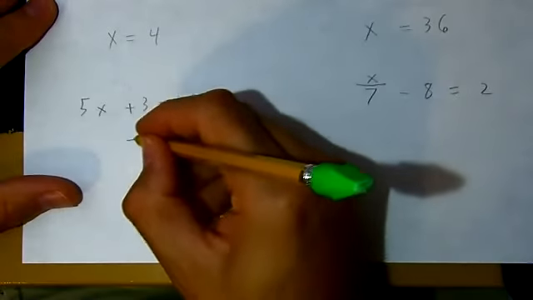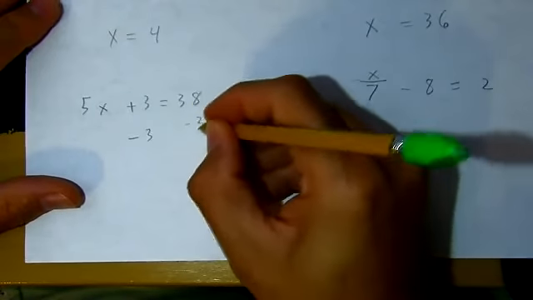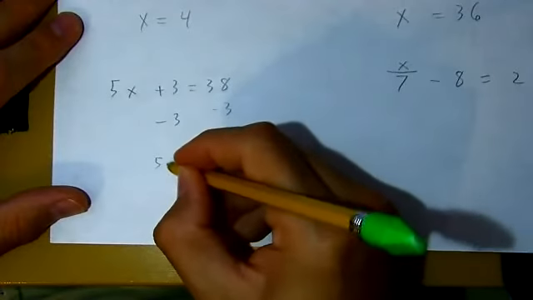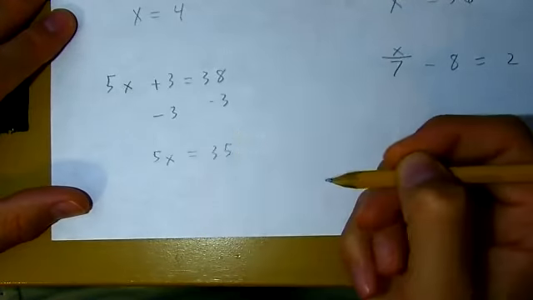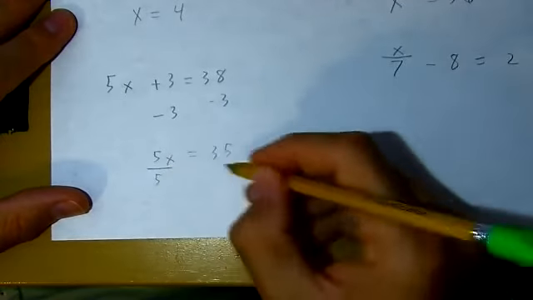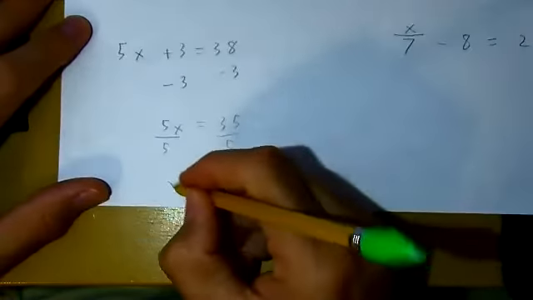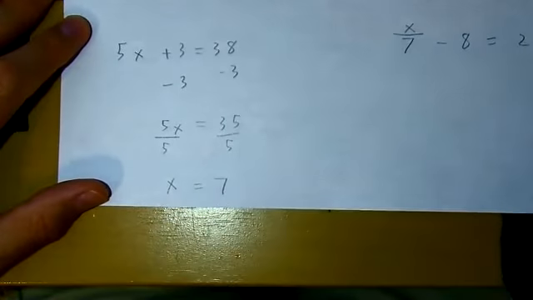Here you should have subtracted 3. Write down 5x equals 38 minus 3 is 35. Then you divide by 5. X is 7.